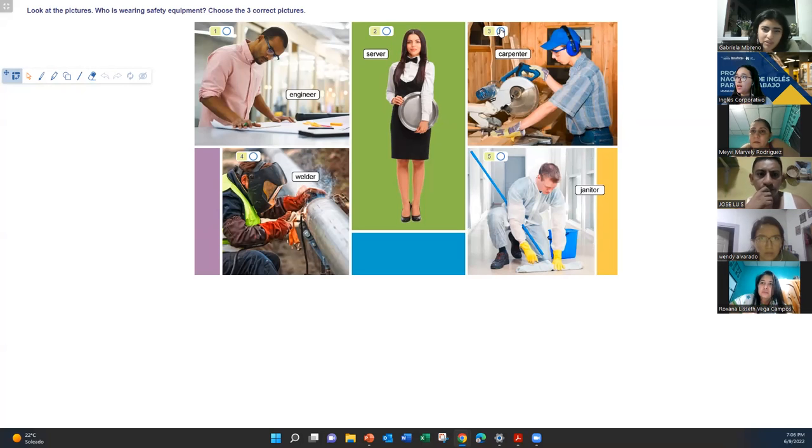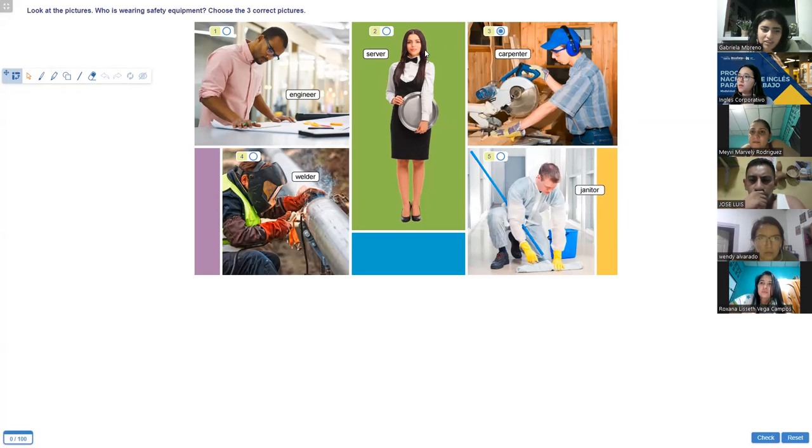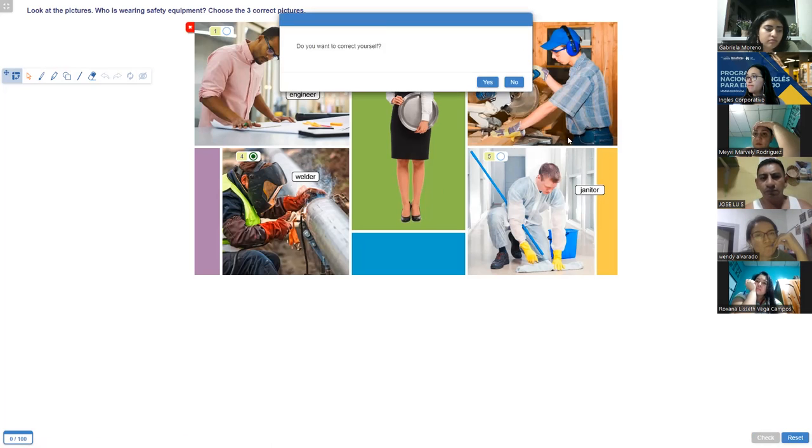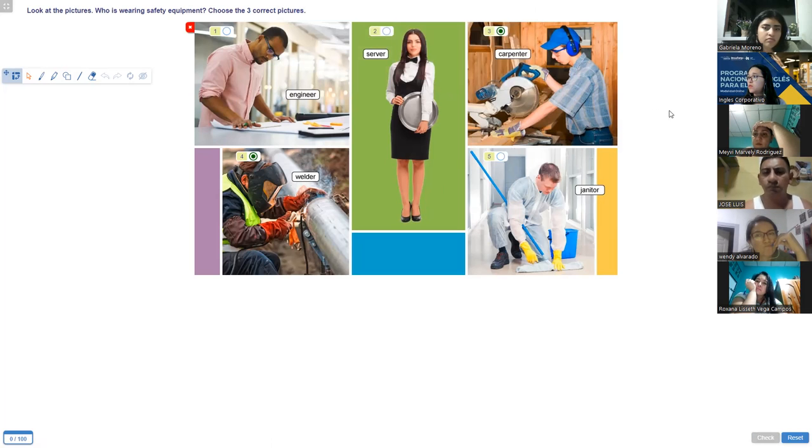Carpenter. Yeah, we have the carpenter. Welder. We have the welder, yeah. Janitor, no sé cómo se pronuncia. Engineer. No, right. We have the welder, right? He has the mask. He has the gloves too. And we have the janitor, el conserje. Okay, so that is part of the vocabulary. So let's continue.